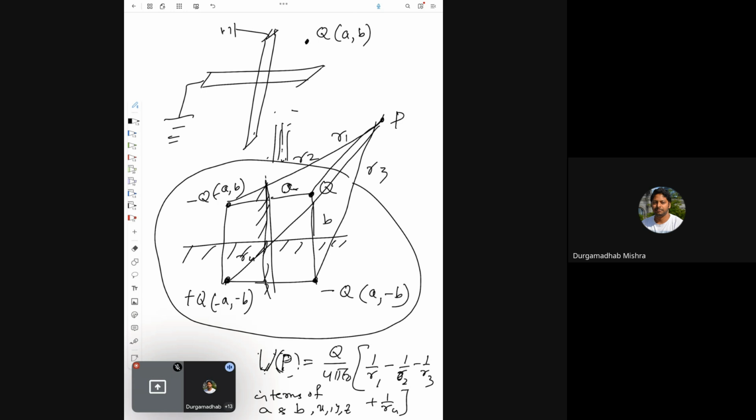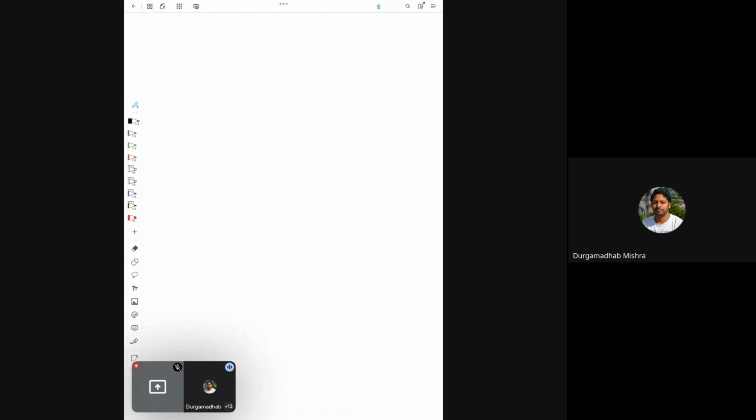So you know how to find R1. This has coordinates a, b for the charge q, and you know the coordinates here: this is a, b, and 0, and this is x, y, z. So you'll be able to find R1, R2, R3, R4, and the potential. Similarly, there is another problem I'm telling you, where you can easily use this method of images.